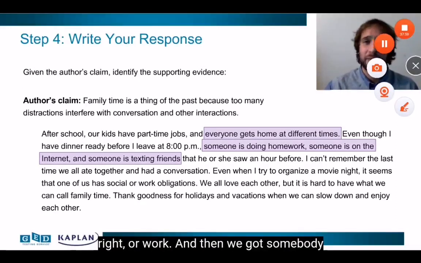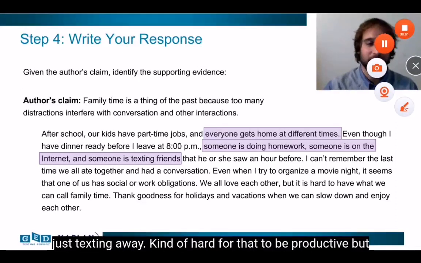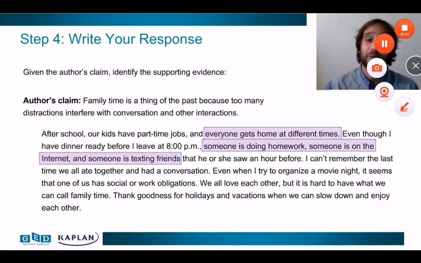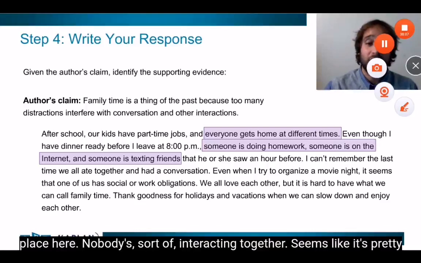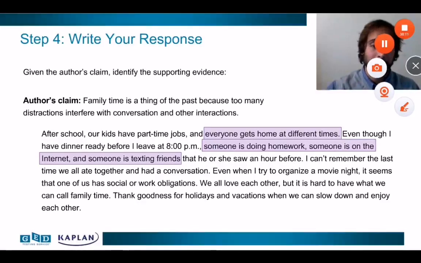Or work. And then we've got somebody who's just texting away. Kind of hard for that to be productive, but we got people doing different things, right? All over the place here. Nobody's sort of interacting together. Seems like it's pretty solid evidence for the claim.